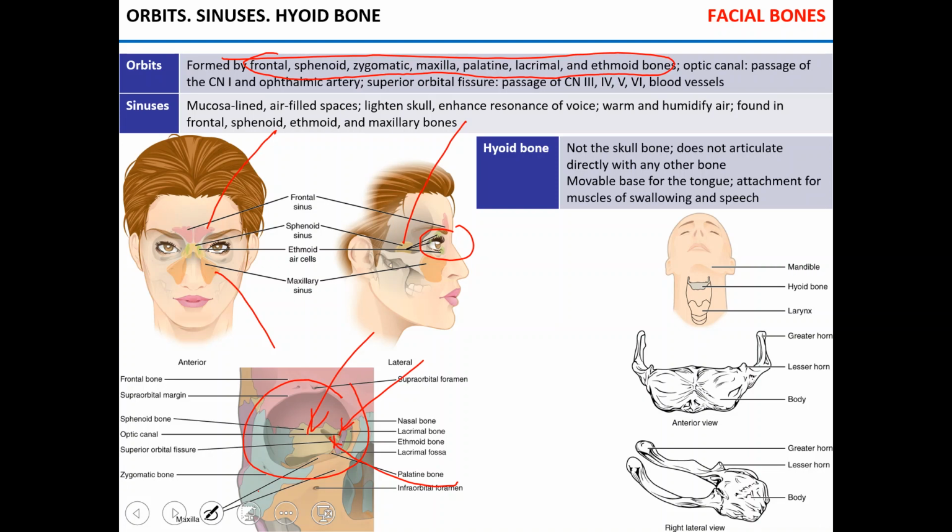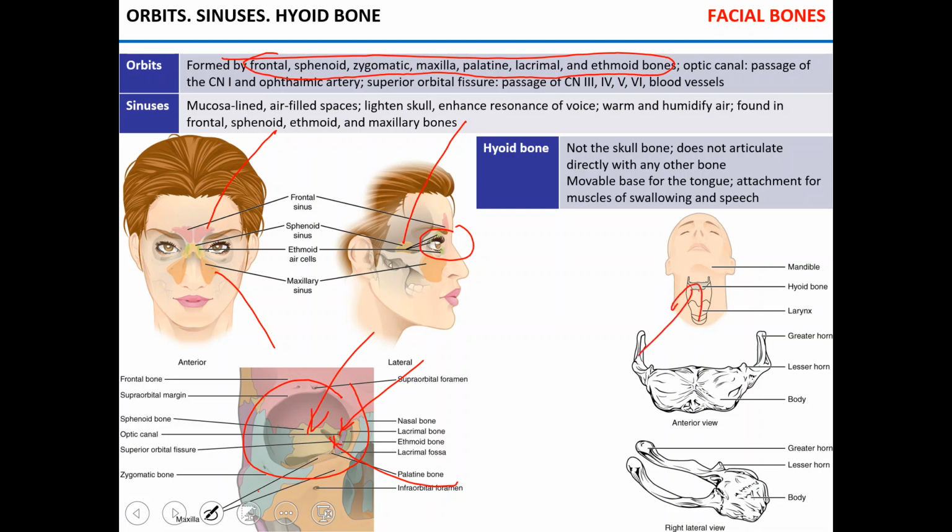sinusitis. In sinusitis, basically, the pressure in the sinuses becomes lower than the pressure outside of the skull, and that causes significant pain in those clogged sinuses. Now, the last bone that I want to mention here, it's not really a cranial bone.